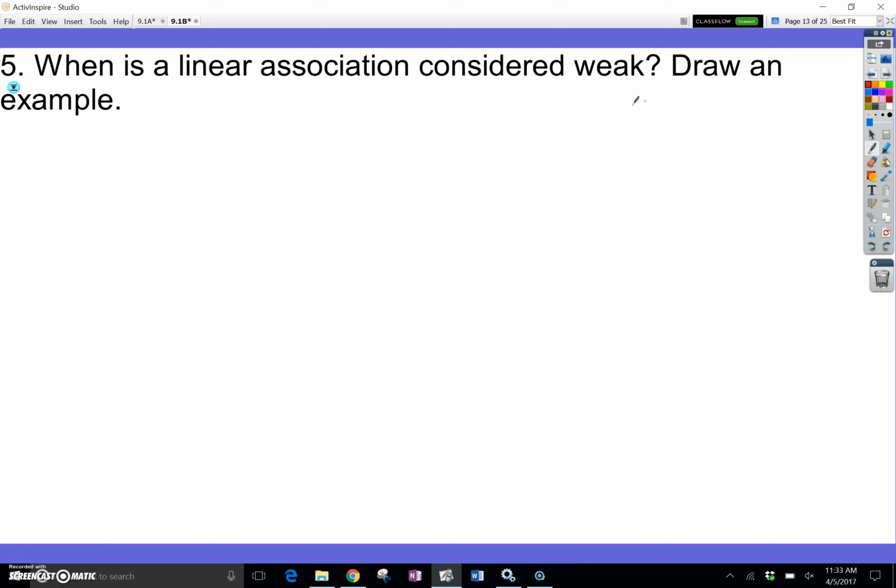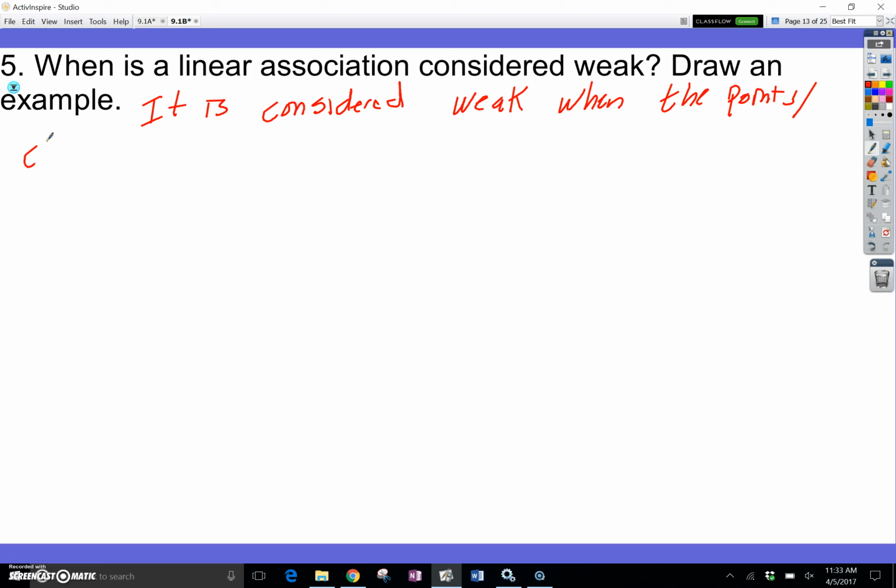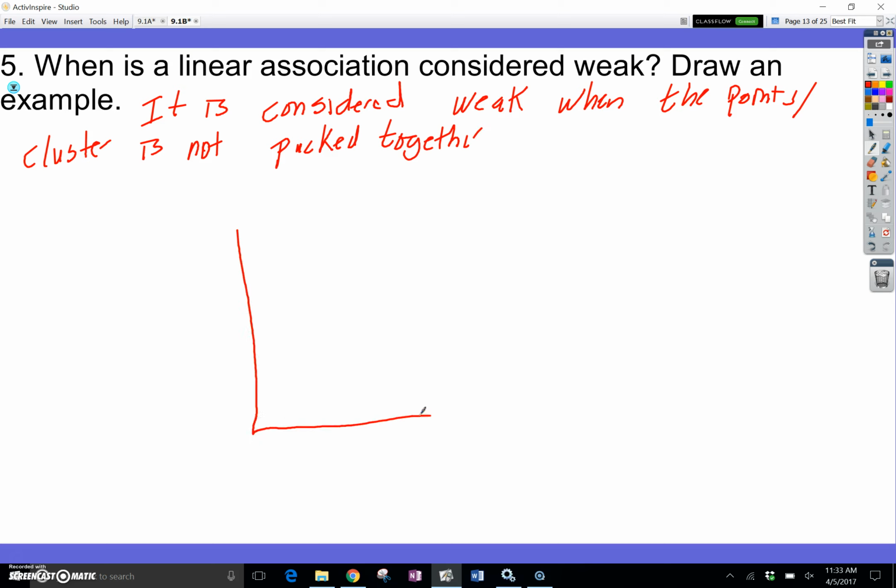So when is a linear association considered weak? Go ahead and write this down. It is considered weak when the points are not close together. I should say cluster, that's just a group of points. So when the cluster is not packed together, or close. We kind of gave an example of that, so I'm going to draw this again.